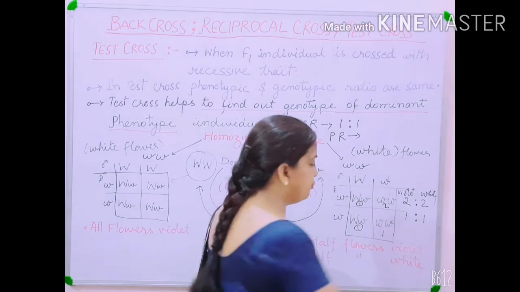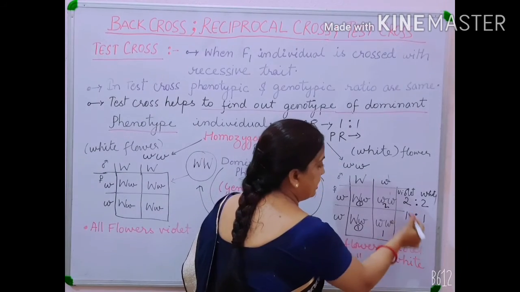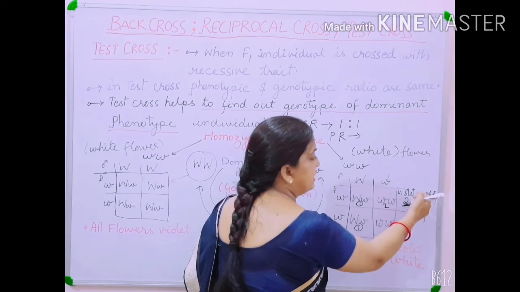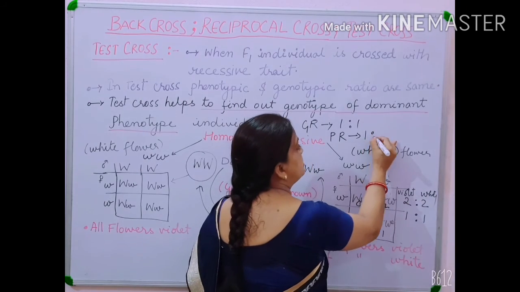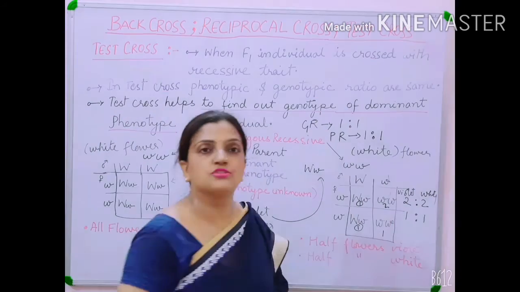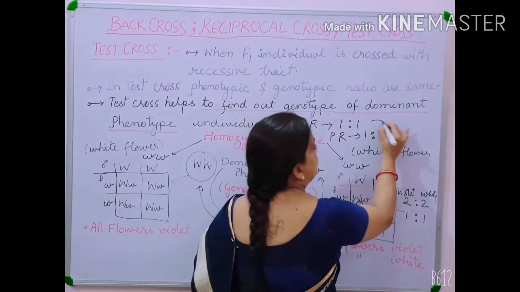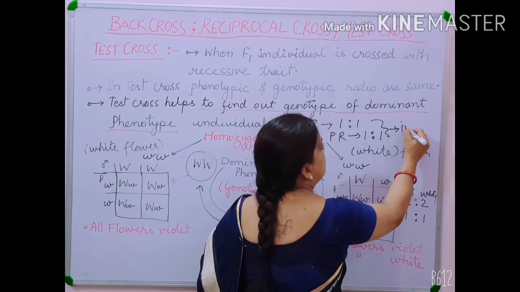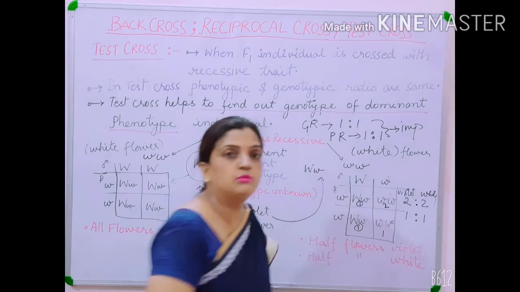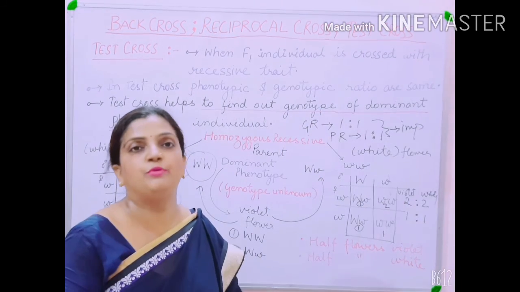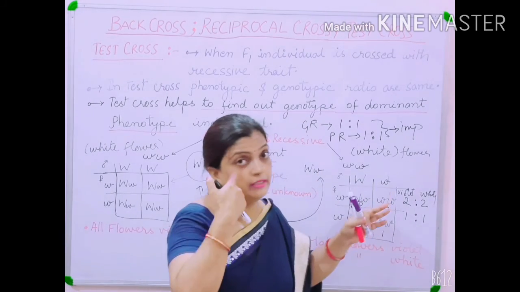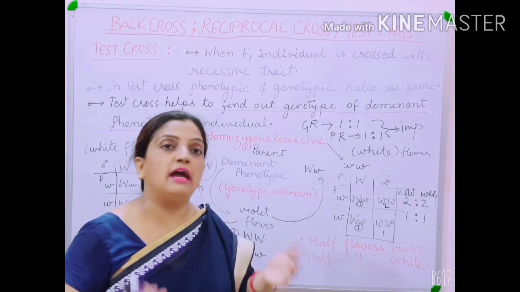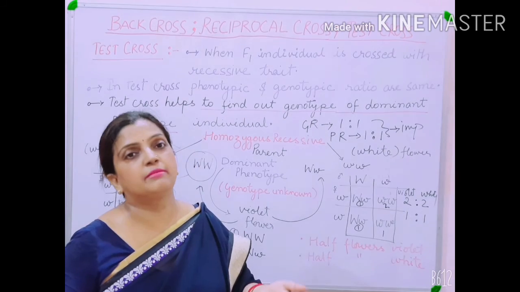Here also, how many violet did we get? Violet we get 2. And how many white did we get? We get 2. So 2:2 is equal to 1:1. So the phenotypic ratio is also 1:1. Hope this is clear to you all, and this is very important for competitive and board exams. These ratios are very important to understand, and the calculative part I will also be discussing in the later part of the video.